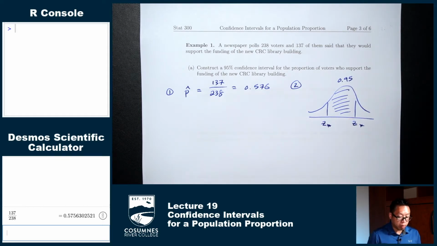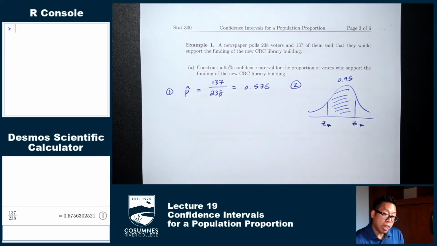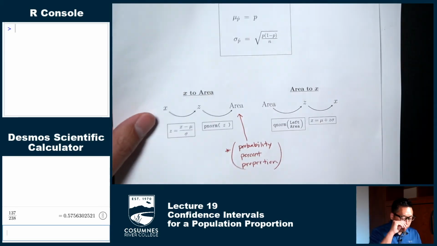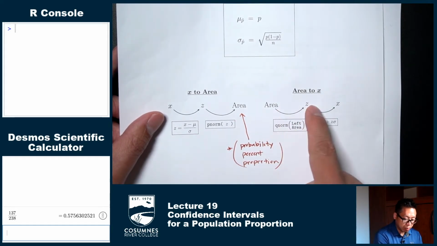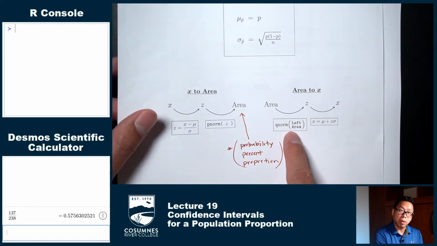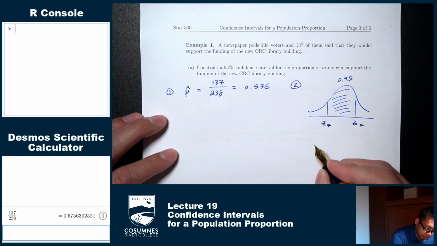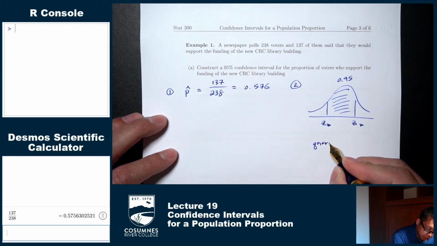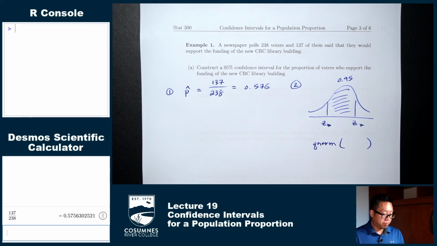So really, this part is just an area to Z type question. And in our last unit, we talked about area to X type questions. And as part of that process, we did area to Z by doing a Q-norm left area. So that's what we need here. Q-norm left area. What is the left area?